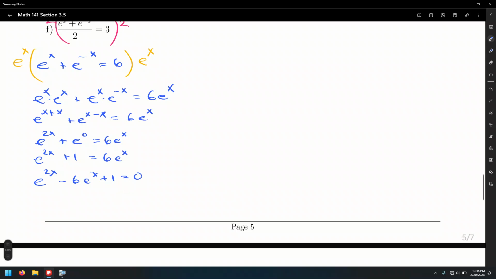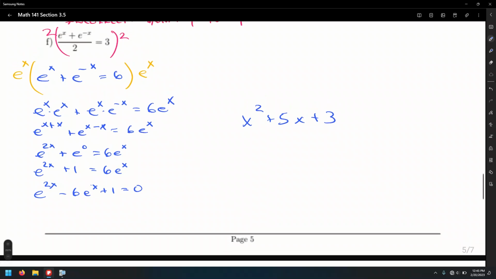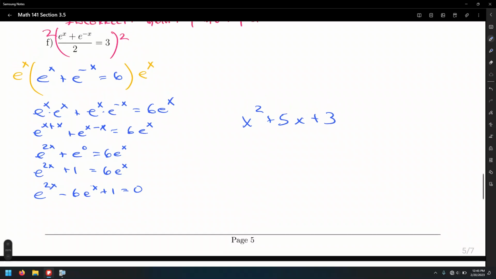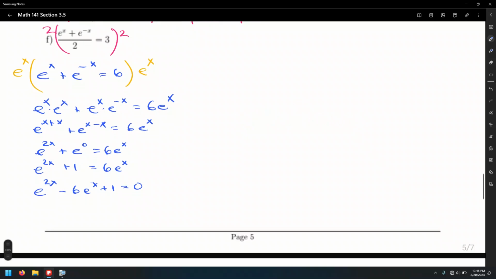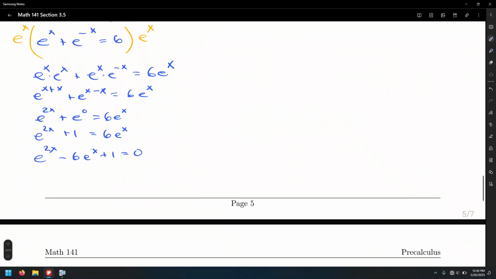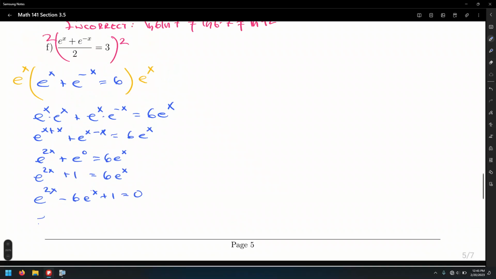Something like x squared plus 5x plus 3. Even though that 3 is just a number, there's an x in spirit. Let's summon its spirit. It's essentially x to the 0 power, right? We have descending powers. Same thing here with exponentials. So again, I'm going to rewrite this: e to the x quantity squared minus 6 times e to the x plus 1.